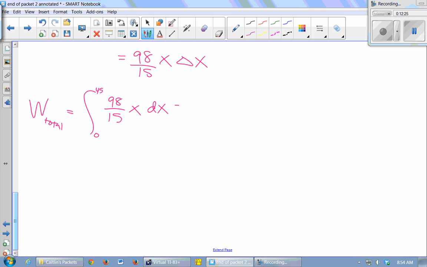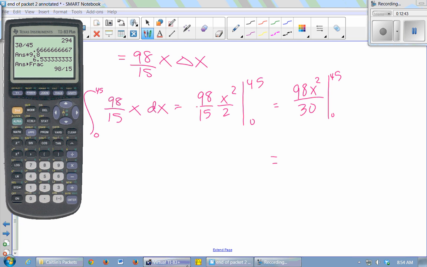All right, so this is not too hard an integral to calculate. This is 98/15 x squared over 2, evaluated from 0 to 45. All right, so 45 squared times 98 over 30, and I get 66/15. And when I plug in a 0, I'm going to get 0. So I have 66/15, and my newtons for work are joules.